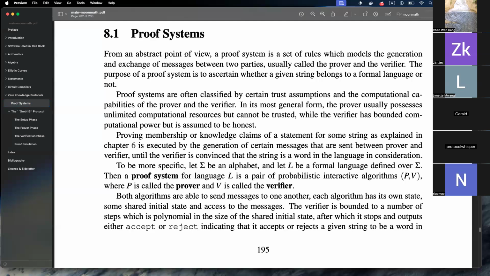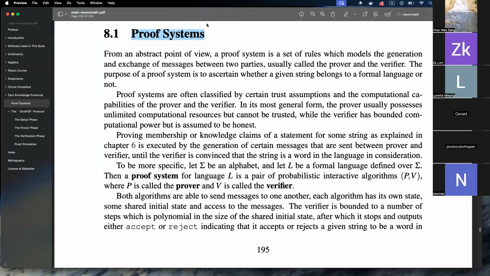Let's talk a little bit about proof systems. Essentially, proof systems allow you to generate zero knowledge proofs. Usually it involves a prover and a verifier, and there's an exchange of messages. The prover wants to prove something and generates a proof for the verifier, which then verifies it using the cryptographic primitives we introduced in this book.